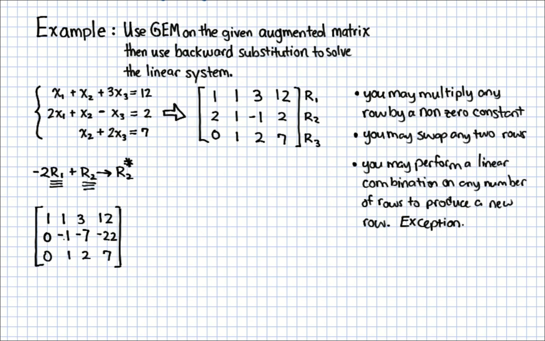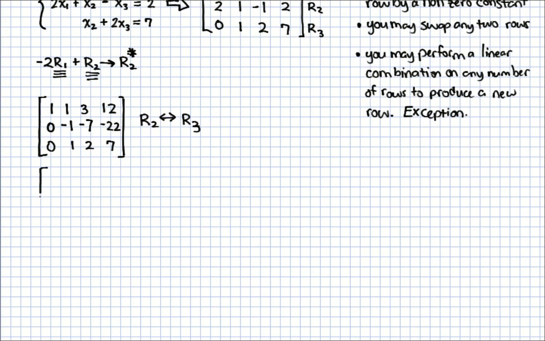Now the objective is to try and get a 1 in this position right here. So what I'm going to do now is swap. So I'm going to swap, or interchange, rows 2 and 3. So now this becomes 1, 1, 3, 12, 0, 1, 2, 7, 0, -1, -7, -22. And the solutions to this system have not changed.